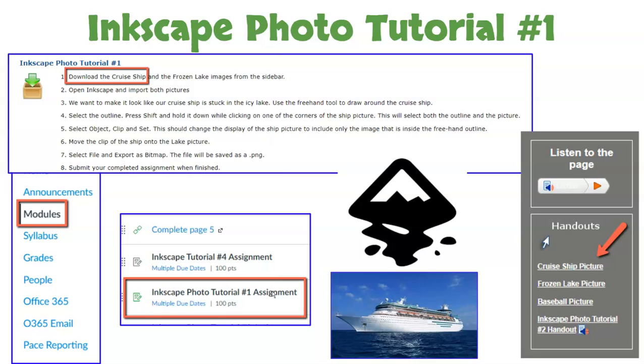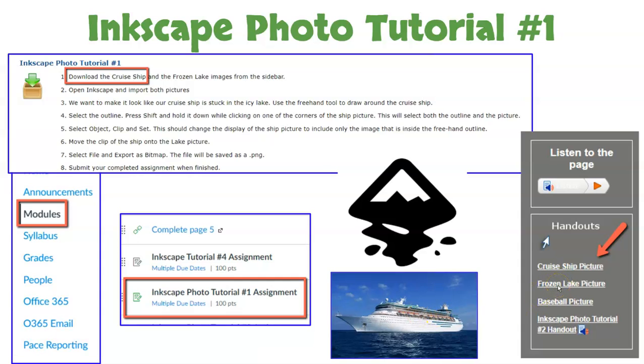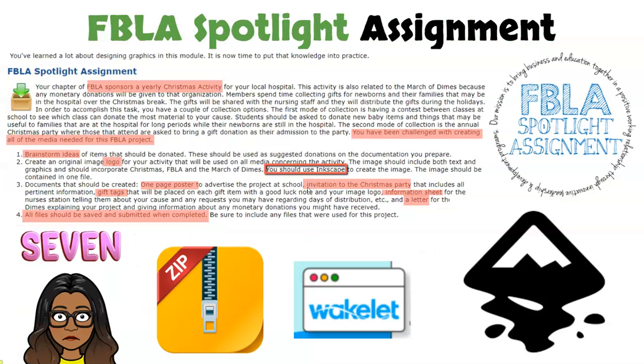So again, the overall objective for this assignment is for you guys to cut out the ship, edit the ship, and place it into the frozen lake picture so that it looks like the cruise ship is stuck in an icy lake. Let's take a look at the FBLA Spotlight assignment.